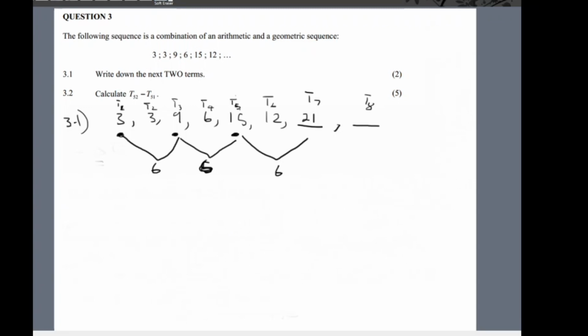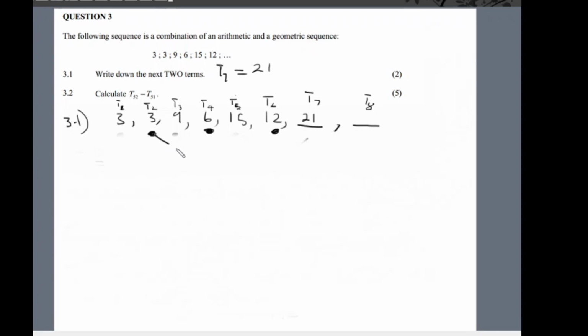So the remaining terms are... T7 is equal to 21. Right? So the remaining terms should be the geometric ones. When you look at term 2, term 4, and term 6, those terms form a geometric sequence.